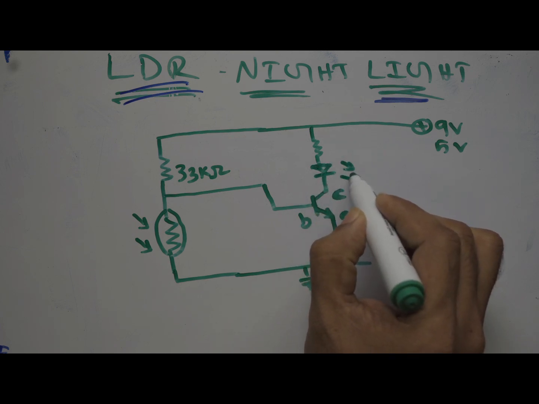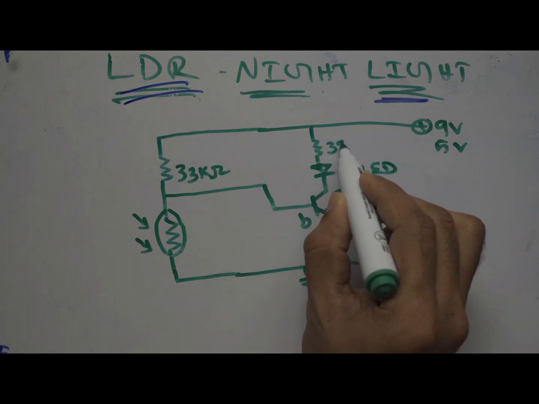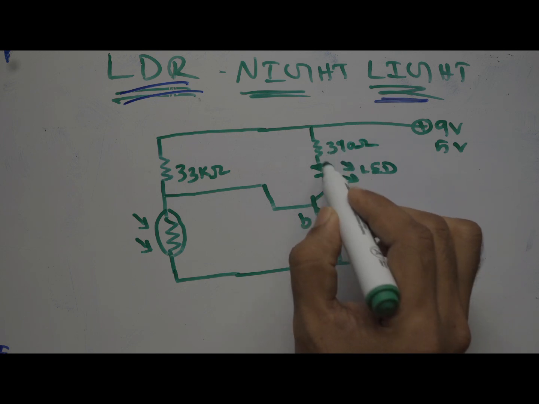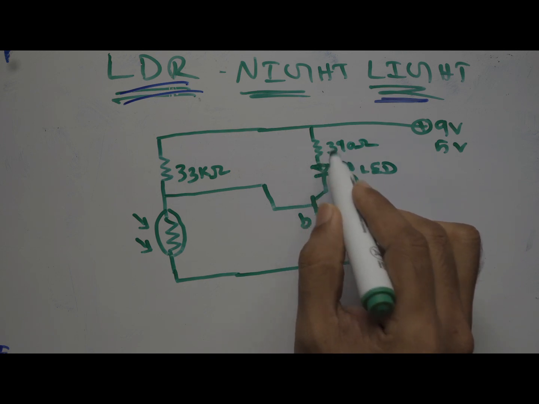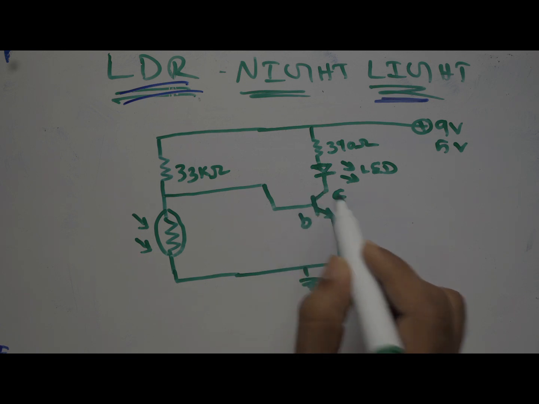And we will put a small LED. This is an LED, and this should be like 390 ohms. We have seen a resistance and LED combination to protect the LED. Same thing goes in here, and this is ground. So this is an LDR, and this is the base.